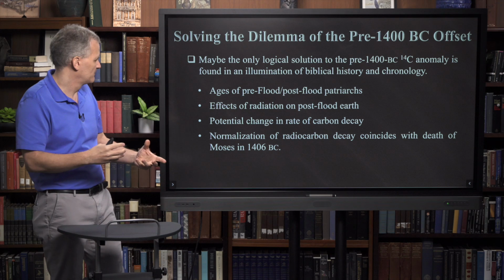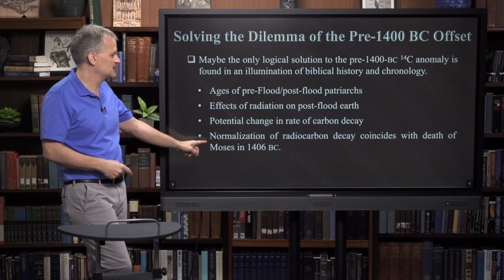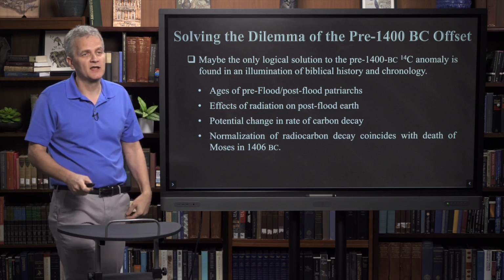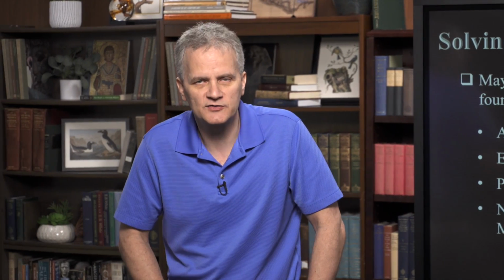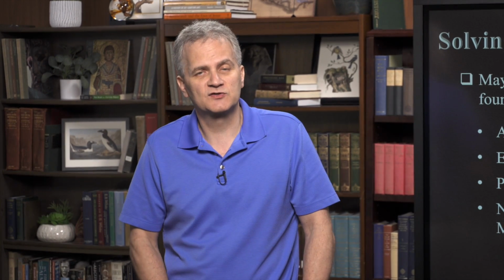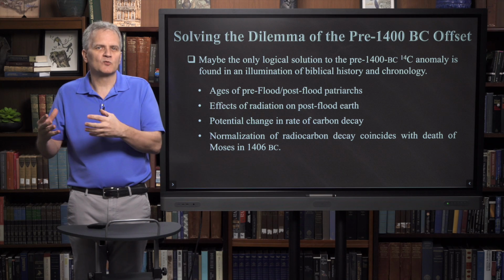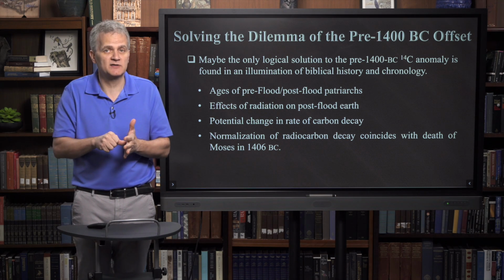And it's possible that this normalization of radiocarbon decay coincides with the death of Moses in approximately 1406 BC. Moses lived 120 years. There's only one other person that's spoken about in the Bible that I know of who lived 120 years after Moses. But nobody lives longer than 120 years. What's the importance of this? God predicted in Genesis 6, in relation to all of the events that were happening on earth that made God realize He needs to start over. He needs to hit the reset button.